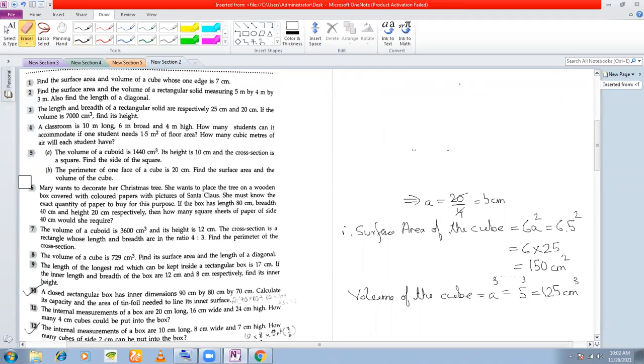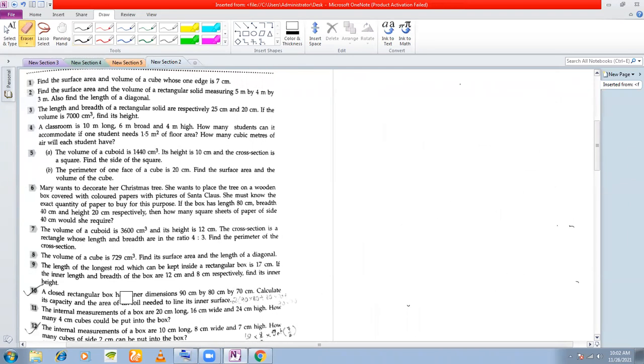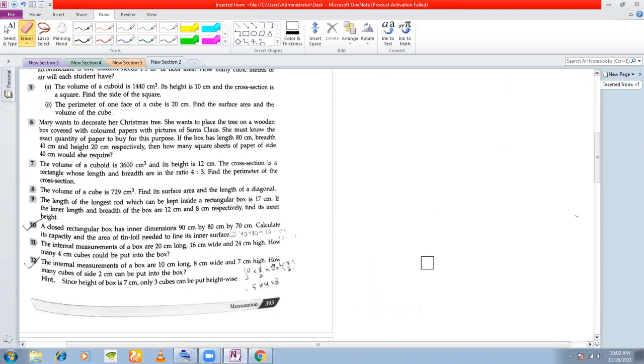Question number 9 is the next question that I want to take up, unless any particular question you have. Okay, so look at question number 9. Interesting question, this one. The question is the length of the longest rod that can be kept inside a rectangular box is 17 centimeter. If the length and breadth of the box are 12 centimeter and 8 centimeter, find its inner height.